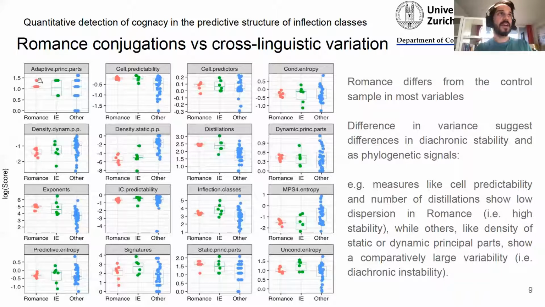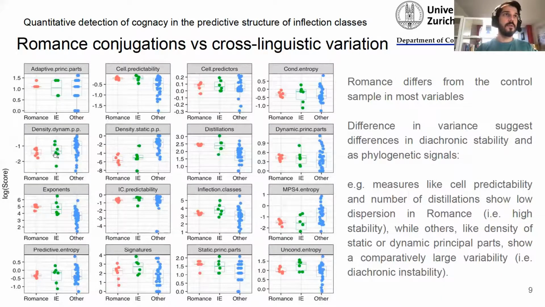So you have there Romance in red, unrelated inflection class systems in blue. And if you eyeball across the metrics, you will notice that for most of them, either the means or the variances, sorry, are different in Romance as they are in the control sample, which suggests that there is some sort of phylogenetic signal there, right? There are differences between different metrics. So some of them, like cell predictability here and distillations here, have less variance in Romance. Others have more, like number of signatures here, or density of dynamic or static principal parts.